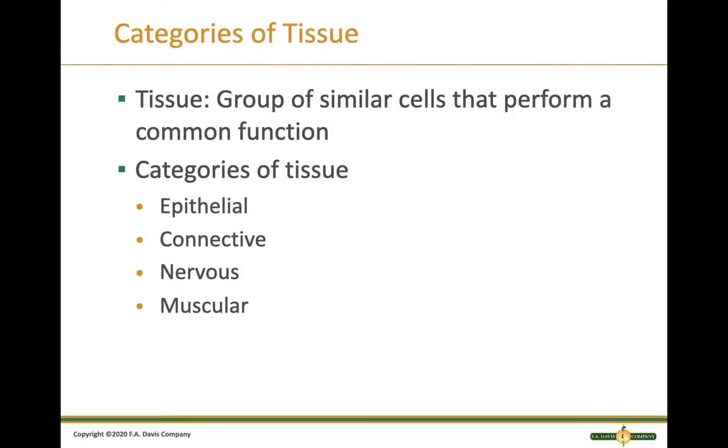And welcome to the video on tissues. So you were introduced to these before, but a tissue is a group of similar cells that perform a common function. And the four main types, again, are epithelial, connective, nervous, and muscular.